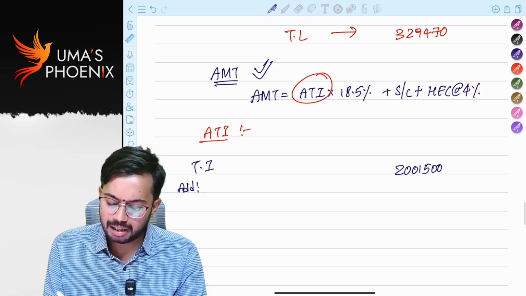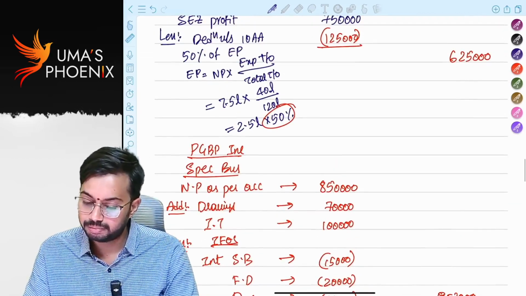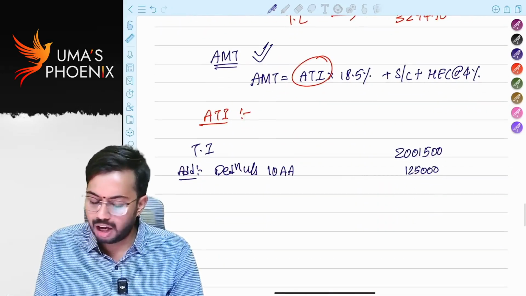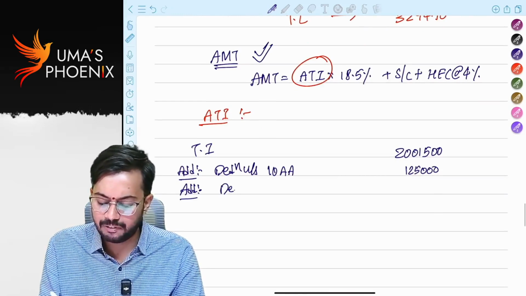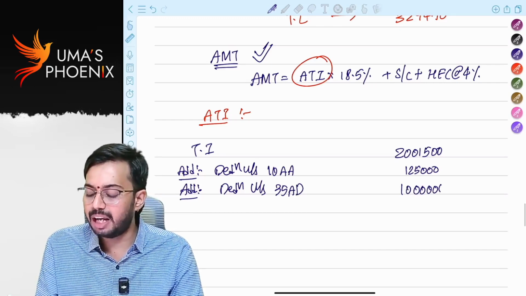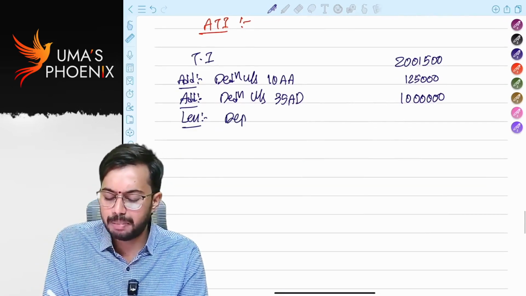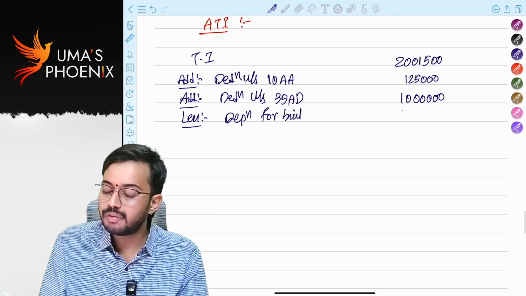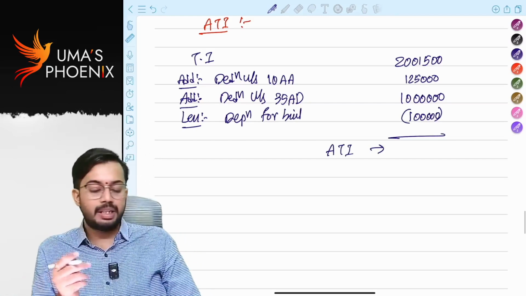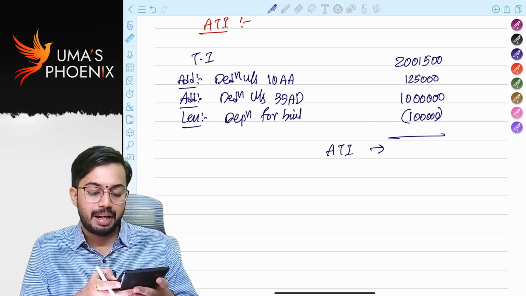We need to add back deduction under section 10AA. How much is deduction under section 10AA? 1,25,000. So add back 1,25,000. We also need to add back deduction under section 35AD. How much is deduction under section 35AD? 10 lakhs. For building, we have claimed 10 lakhs as deduction, right? 100% of capex. From this, we need to reduce depreciation for building. Depreciation for building is 1 lakh. So after you reduce this, you will arrive at adjusted total income. How much is adjusted total income? 20 lakh 1,500 plus 1 lakh 25,000 plus 10 lakh minus 1 lakh.